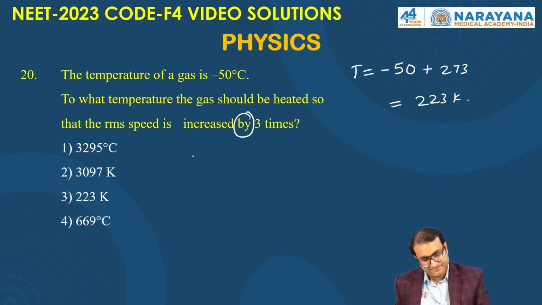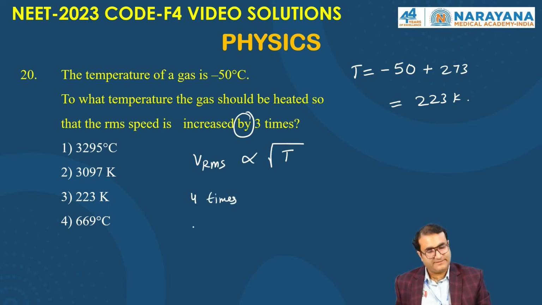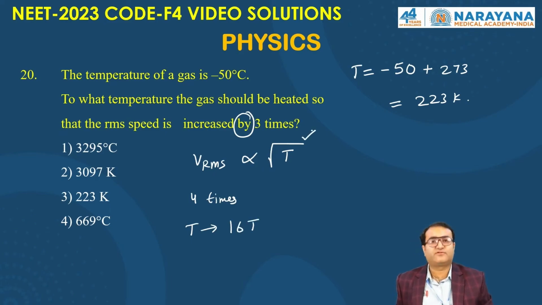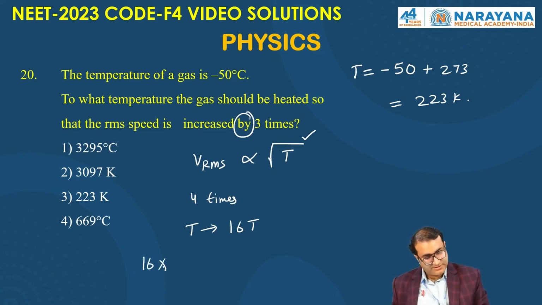RMS speed is directly proportional to under root of temperature. So when it is becoming 4 times, temperature has to become 16 times, because under root of 16 is 4. So temperature is becoming 16 into 223. It will come out to be 3568 Kelvin.